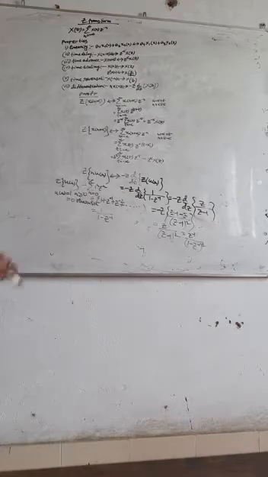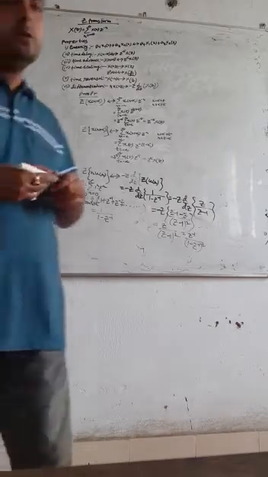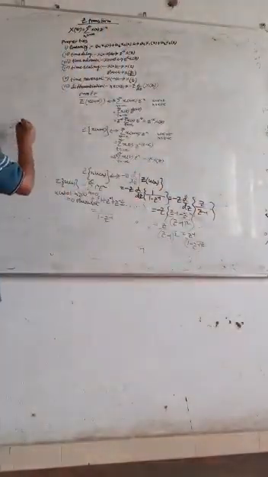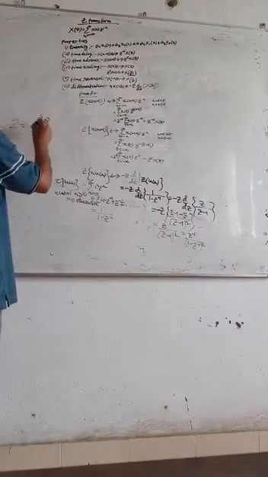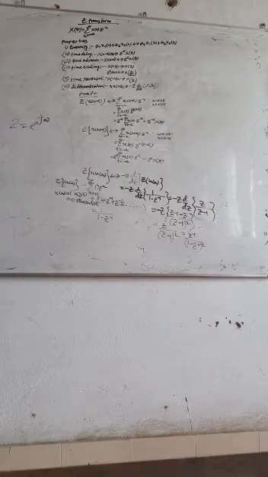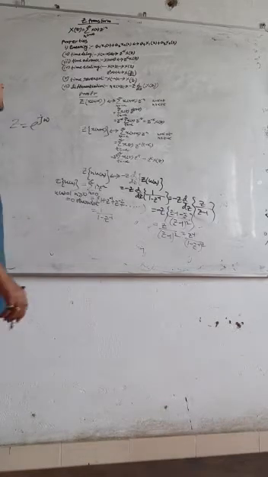In Z transformation, practically we write z as e to the power j omega. Practically, it also lies in the imaginary axis. So let us quickly check the properties of Z transformation.